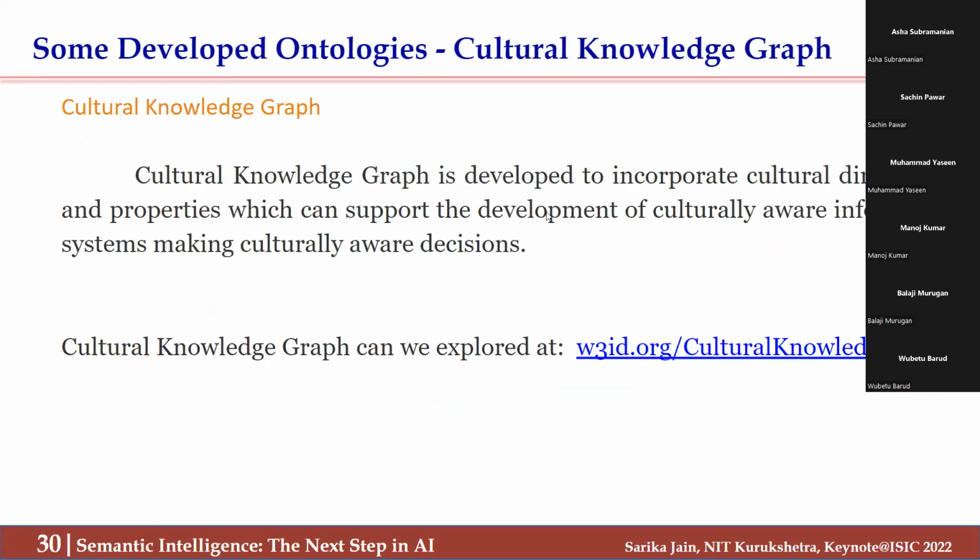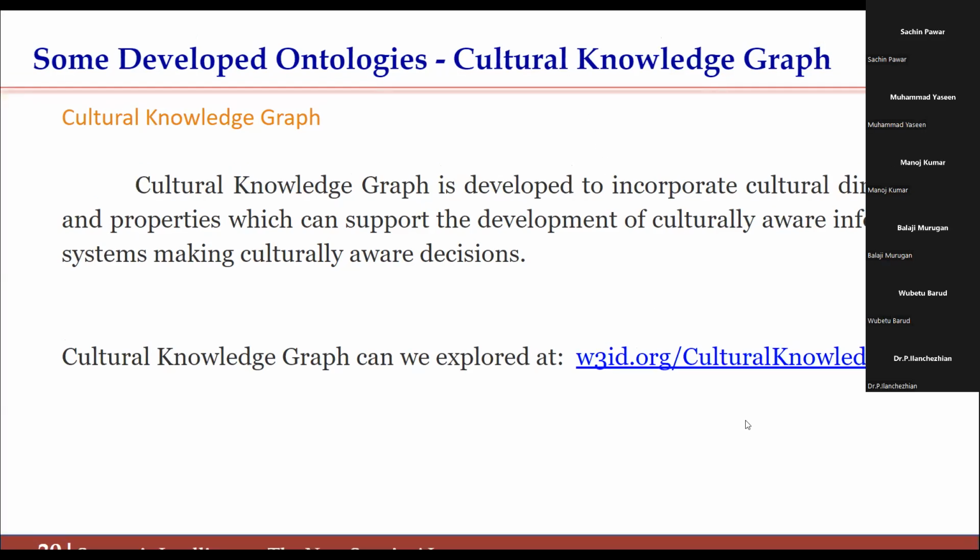Then we have the cultural knowledge graph. This is part of one of the projects that we are working on. The cultural knowledge graph is being developed to incorporate cultural dimensions and properties that can support the development of culturally aware information systems, making use of different culturally aware dimensions and taking culturally aware decisions. This cultural knowledge graph can be found at this link. You could explore it.